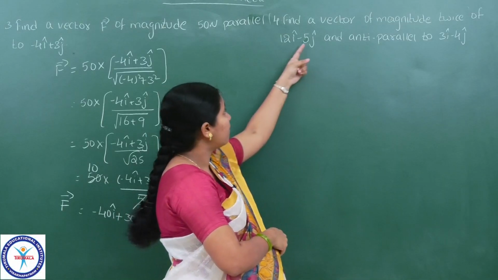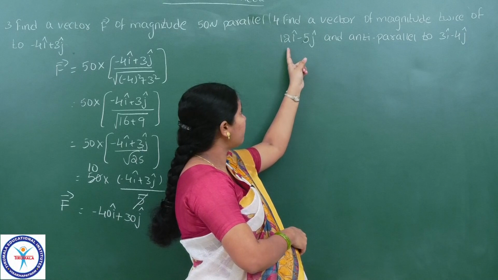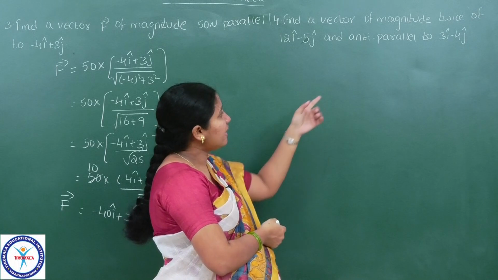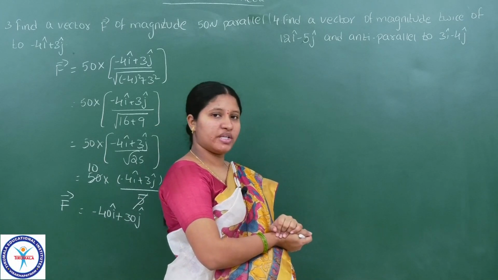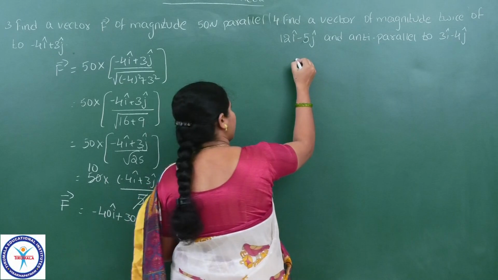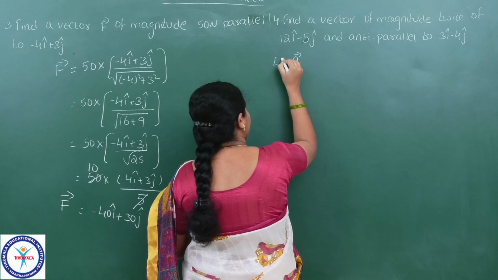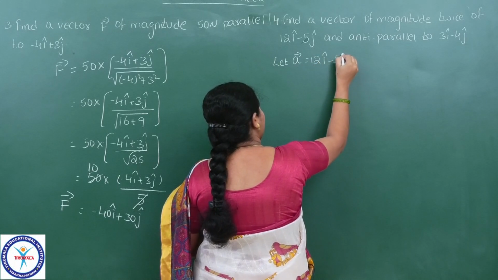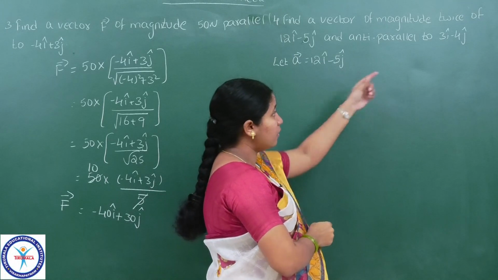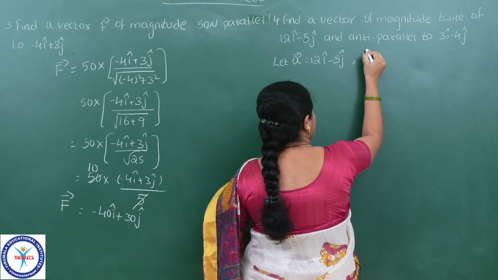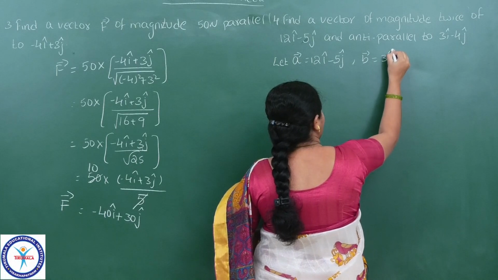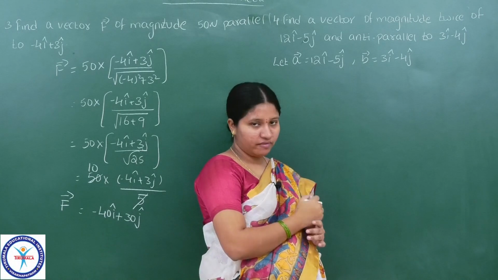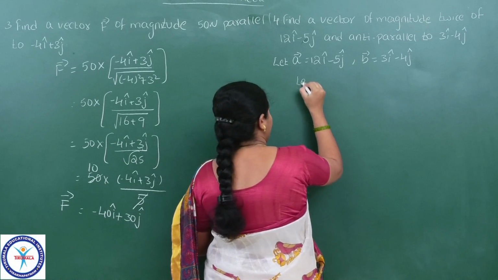The question given is, find a vector of magnitude twice of 12i cap minus 5j cap and anti-parallel to 3i cap minus 4j cap. So first let us consider the first vector as A bar. Let A bar is equal to 12i cap minus 5j cap and parallel to another vector. So let us take that as B bar. So B bar is equal to 3i cap minus 4j cap. So we need to find out a vector. So let the required vector be R bar.